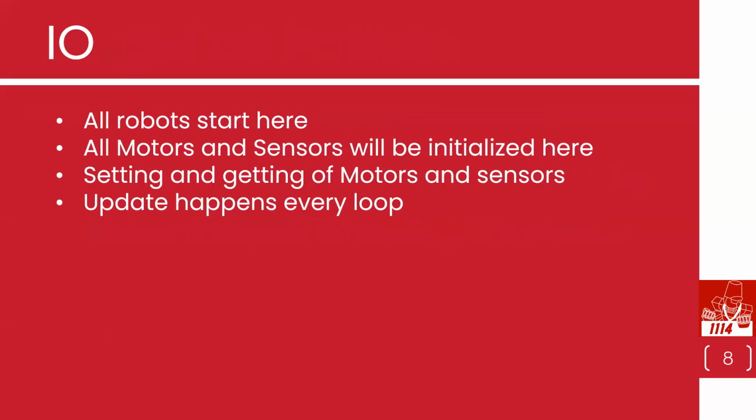So basically, most of our robots start with the IO file. This is where we create all the motors, we create all the sensors. This is also where we set all the motors, and where, if we're doing something like a Neo or a Falcon or a Talon, we configure all the built-in parameters. So like current limits, PIDs that are built into them.